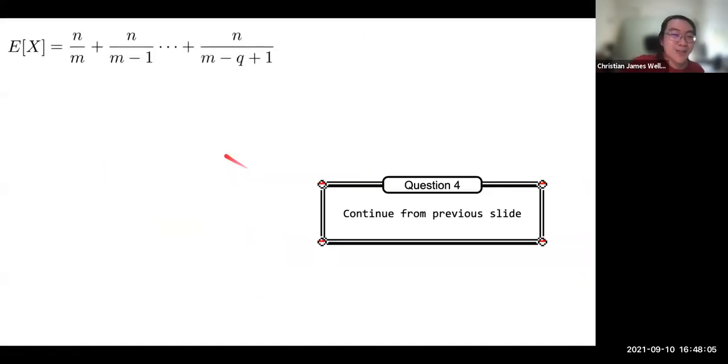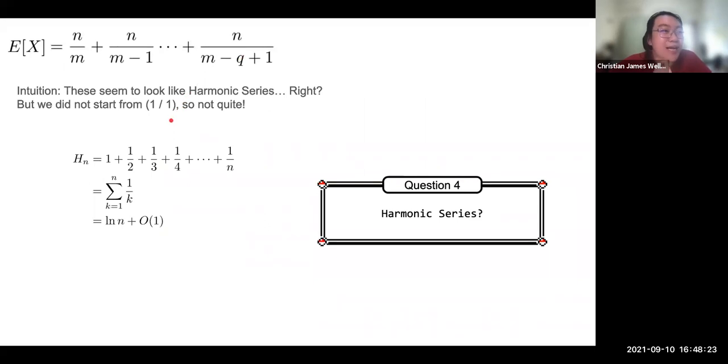Next slide. I just copied this from the previous slide. This is where things get more interesting. Right now, stop and think. You look at this. Does this seem familiar? What is this, M plus M minus 1 all the way down? It should look like the harmonic series, hopefully. But the difference here is that the harmonic series starts from 1 over 1, so it's not exactly the harmonic series, but it is close. When you see this decrement by 1, by 1, by 1, you should think harmonic series. See if you can apply the harmonic series somehow.